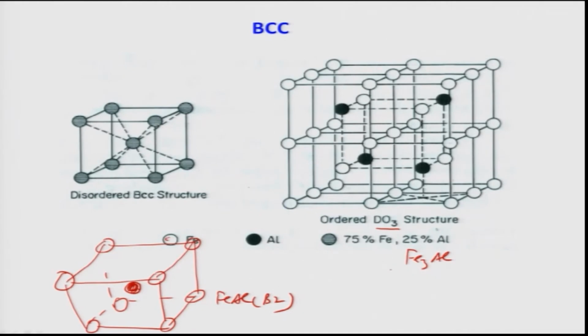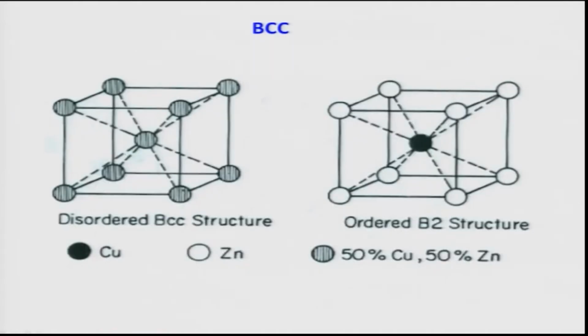It is no longer the same as the structure which is shown here, which is known as a B2 structure. So, BCC to B2 is another order transformation which happens in a BCC crystal structure. A similar thing can also happen elsewhere. Okay, let me tell you that in the copper zinc system also such a kind of transformation happens.